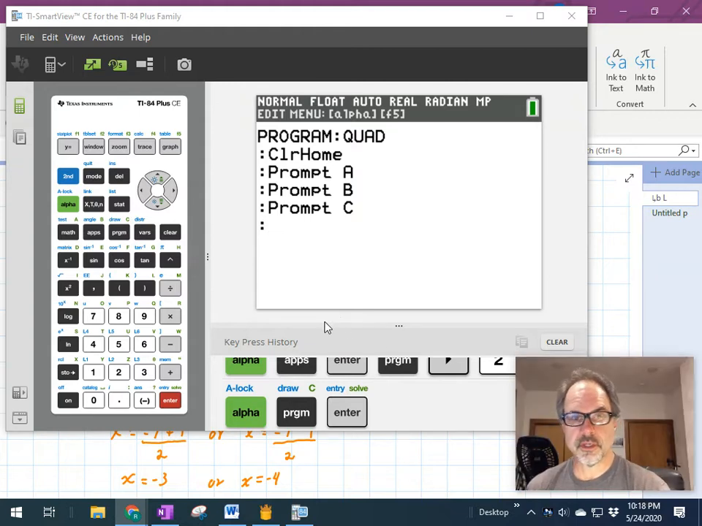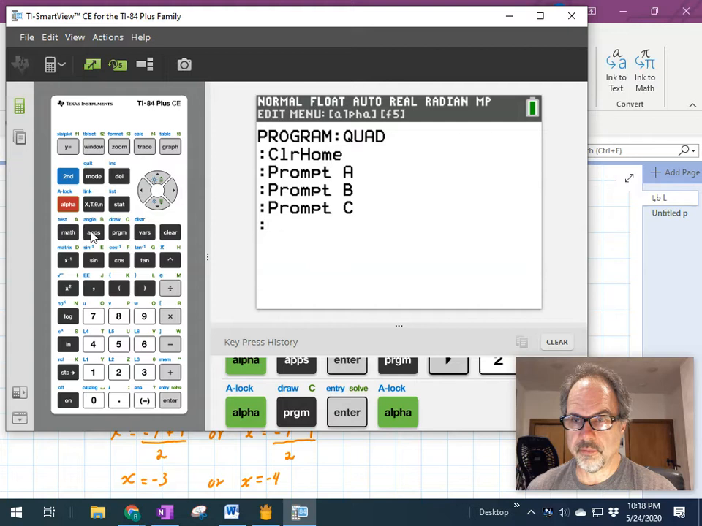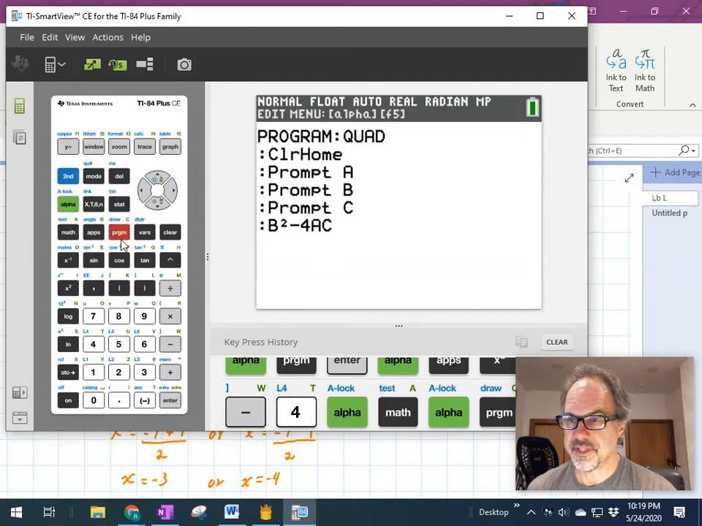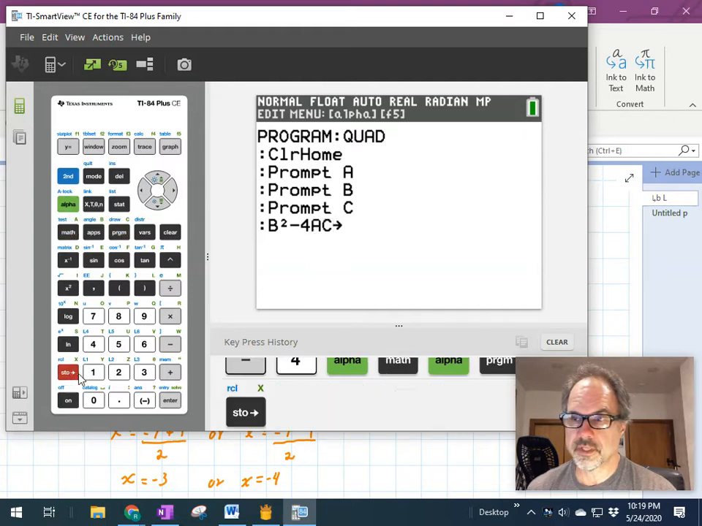So the discriminant is b squared minus 4ac. So we're going to do alpha b squared minus 4 alpha a alpha c. And we're going to store this into another variable for the discriminant. How about alpha d for discriminant?